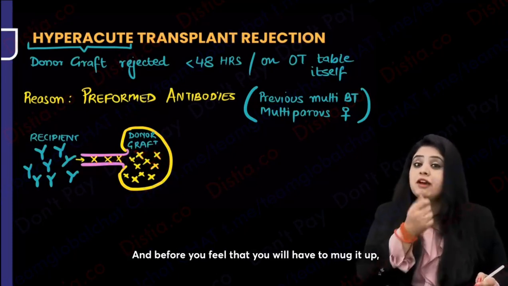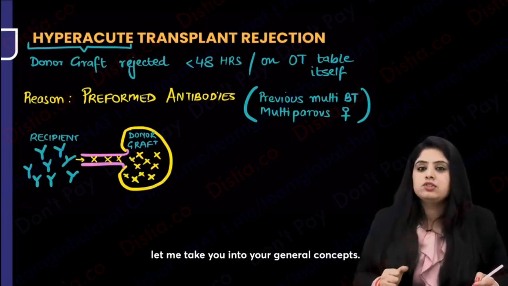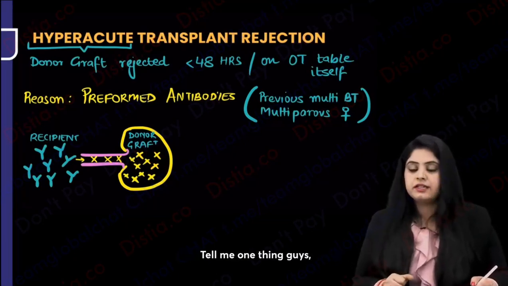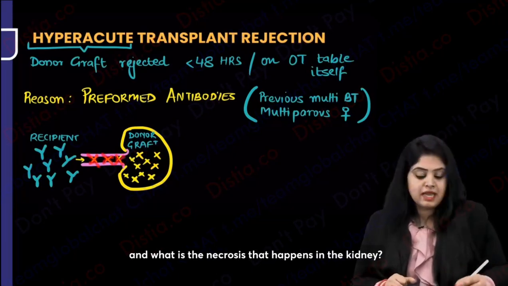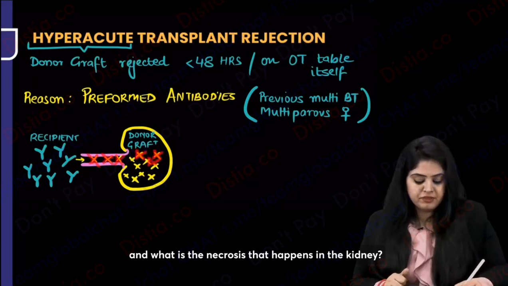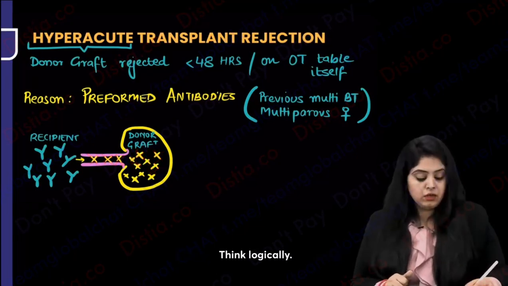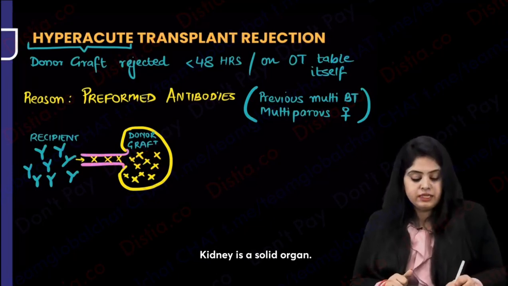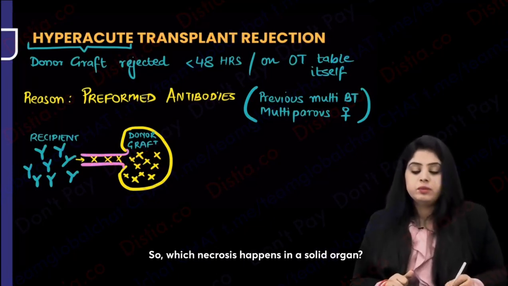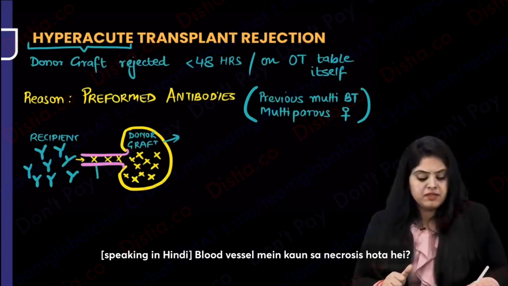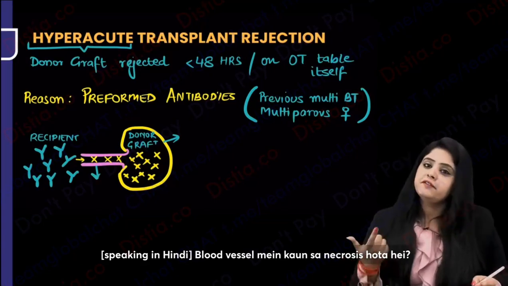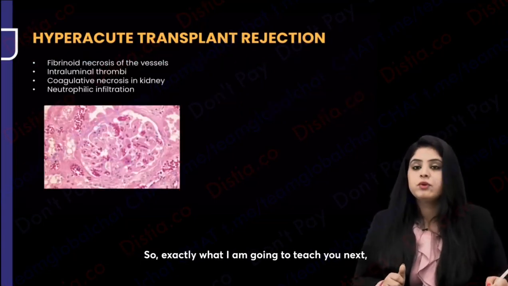And before you feel that you'll have to mug it up, let me take you into your general concepts. Tell me one thing, guys. What is the necrosis that happens in the blood vessel? And what is the necrosis that happens in the kidney? Think logically. Kidney is what organ? Kidney is a solid organ. So which necrosis happens in a solid organ? Coagulative necrosis. Blood vessel mein kaun sa necrosis hota hai? Fibrinoid necrosis. So exactly what I'm going to teach you next.